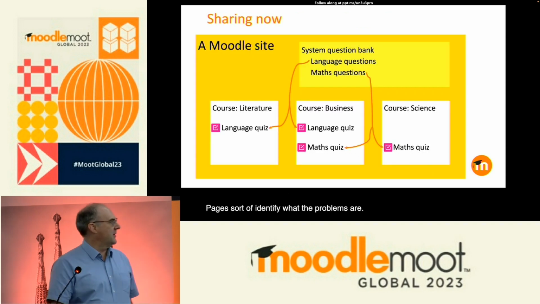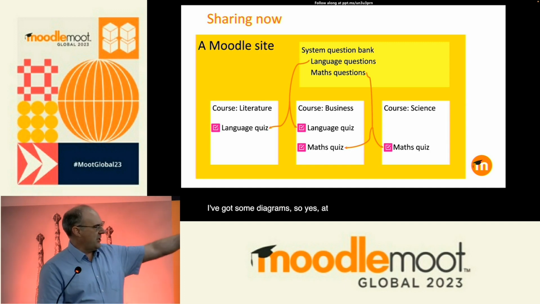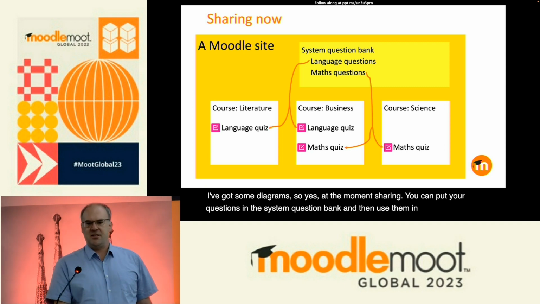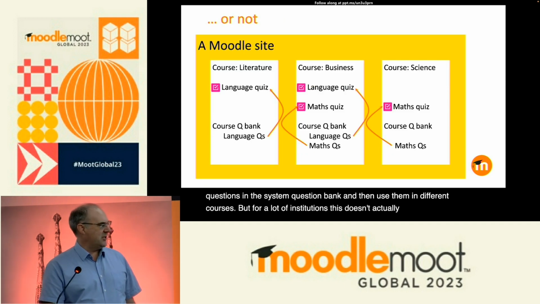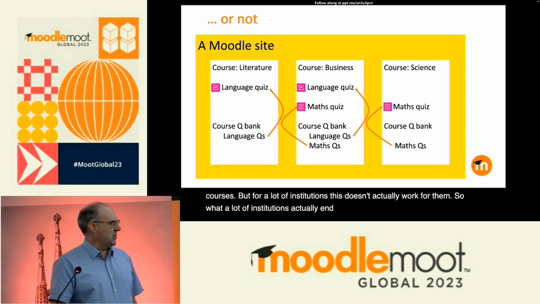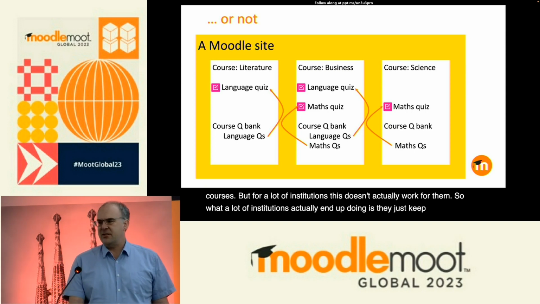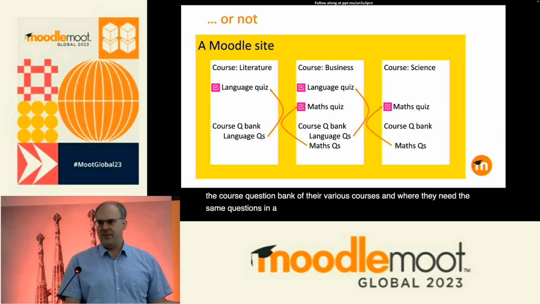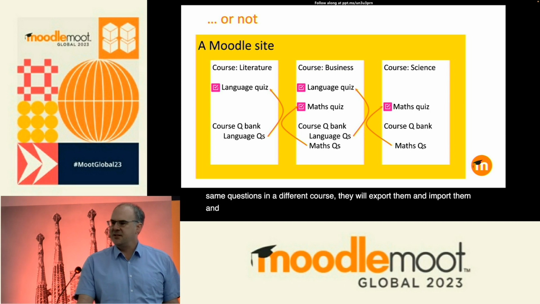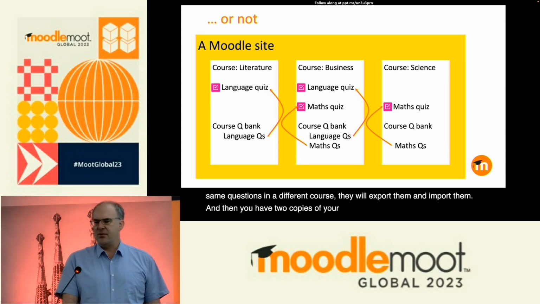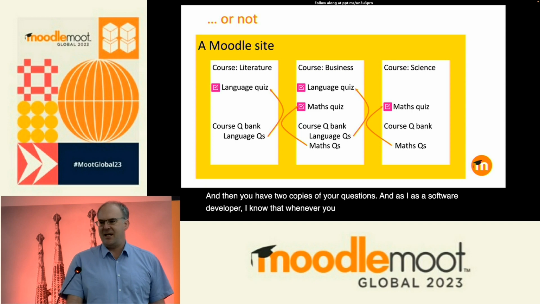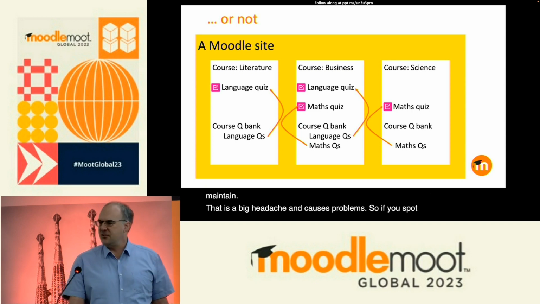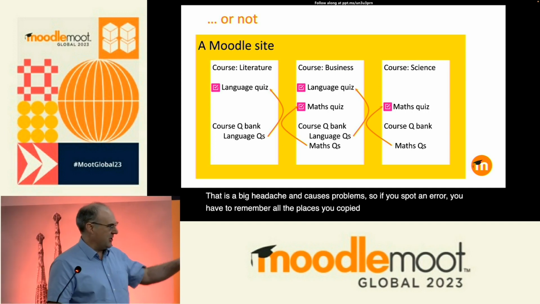I've got some diagrams. So at the moment, for sharing, you can put your questions in the system question bank and then use them in different courses. But for a lot of institutions, this doesn't actually work. So what a lot of institutions end up doing is they just keep questions in the course question bank of their various courses, and where they need the same questions in a different course, they will export them and import them, and then you have two copies of your questions. And as a software developer, I know that whenever you have a copy of things you need to maintain, that is a big headache and causes problems. So if you spot an error, you have to remember all the places you copied that question and go and fix it. That's the picture of today.